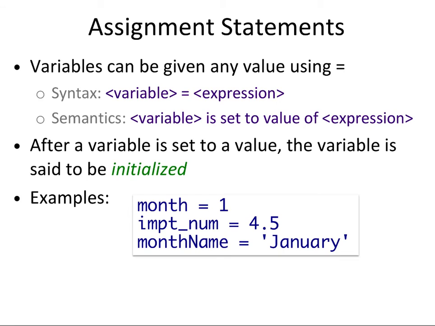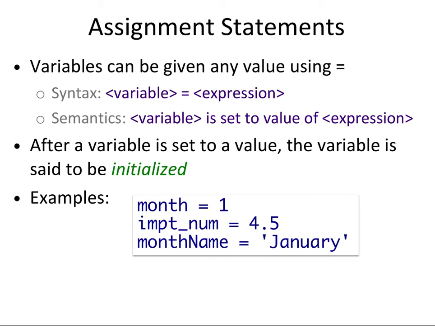So once we've created our variables and we understand their types, how do we actually get the values in the variables? We do that with what's called the assignment statement in Python. The syntax is a variable name equals some expression, and this mathematical expression is calculated and computed, and then the resulting value is what gets stored in the variable's name in memory. The semantics of the assignment statement of the equal sign is that the variable is set to the value of expression. After a variable is set to a value, it's said to be initialized.